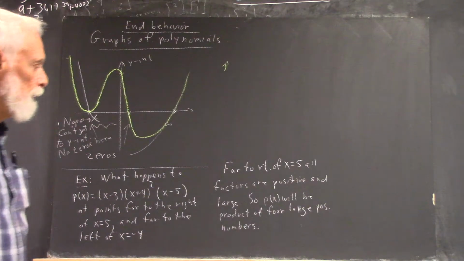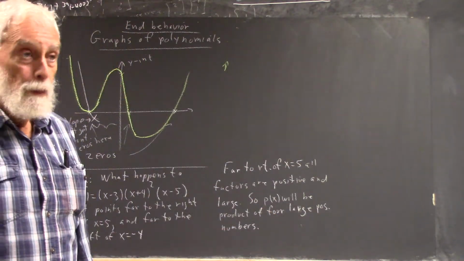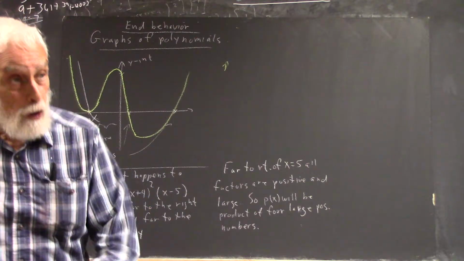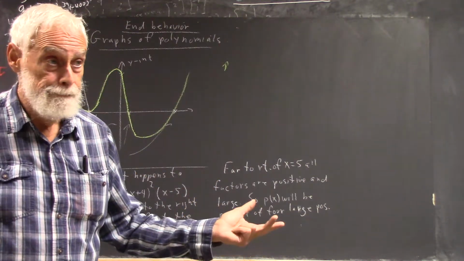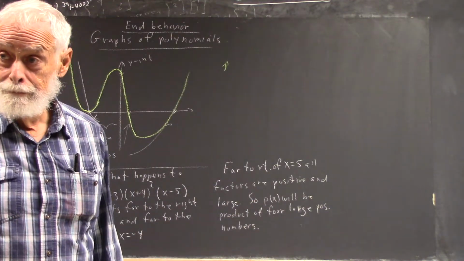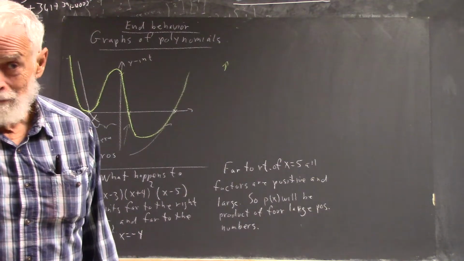So P of x is going to be the product of 4 large positive numbers. What do you get if you multiply together 4 large positive numbers? Even bigger positive number. You get a really humongous positive number, okay?